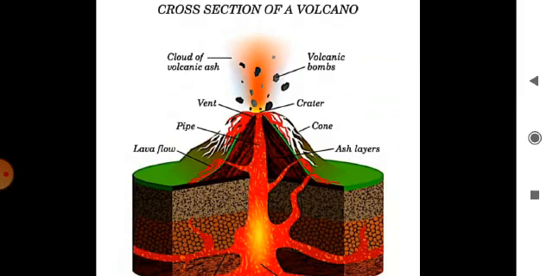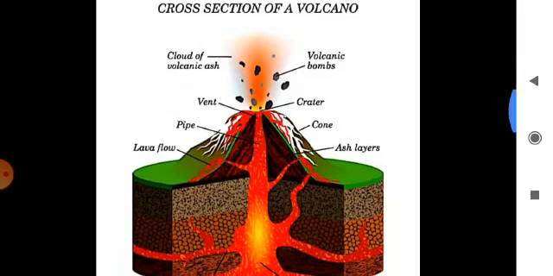Just follow the diagram. Vent. The opening through which lava and other materials come to the surface is called the vent. Crater. The funnel-shaped depression at the top of a vent is called the crater. Magma chamber. A reservoir of magma beneath the surface of the earth is called the magma chamber.